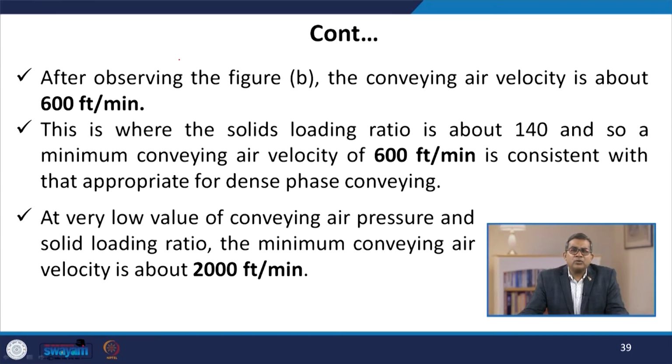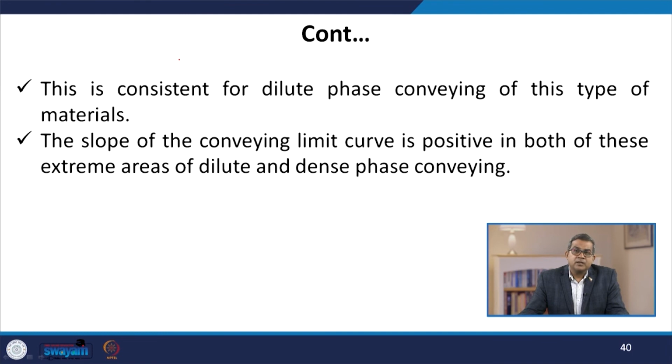After observing the previous figure, the conveying air velocity is about 600 feet per minute. This is where the solid loading ratio is about 140, and so a minimum conveying air velocity of 600 feet per minute is consistent with that appropriate for dense phase conveying. At a very low value of conveying air pressure and solid loading ratio, the minimum conveying air velocity is around 2000 feet per minute. This is consistent for dilute phase conveying of this type of material. The slope of the conveying limit curve is positive in both of these extreme areas of dilute and dense phase conveying.